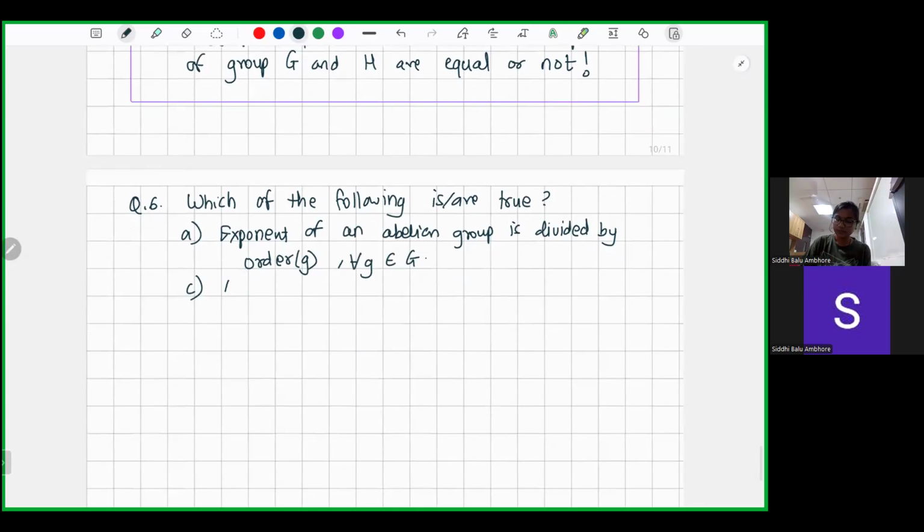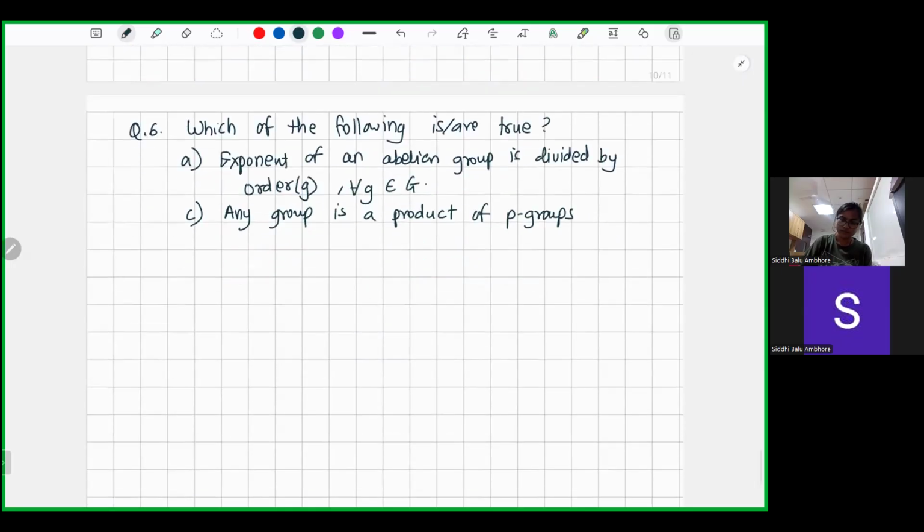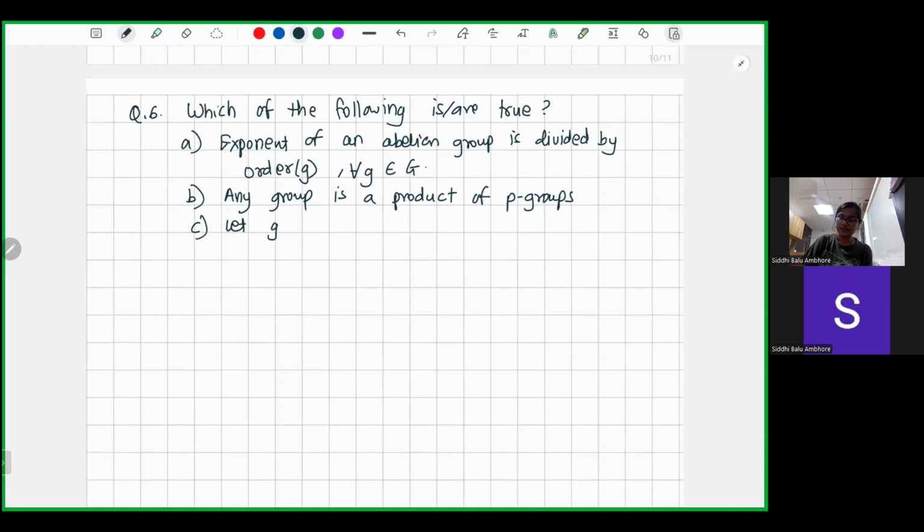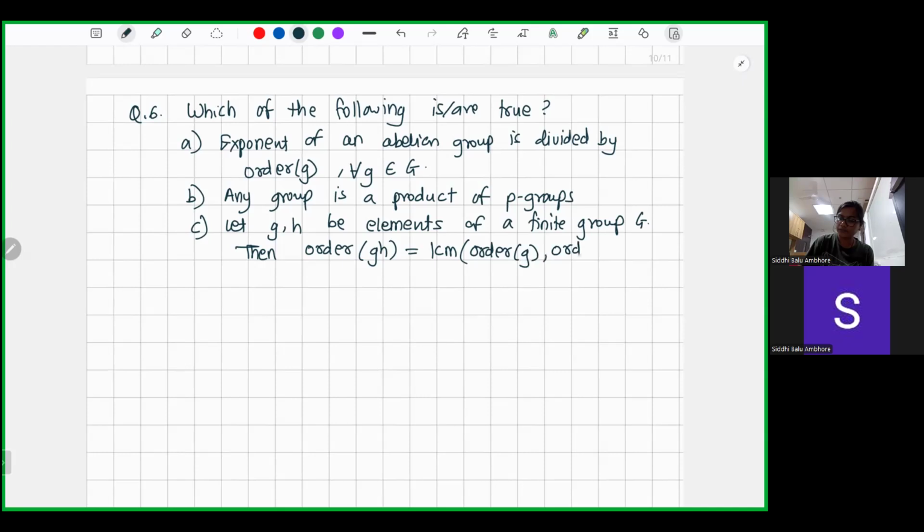Sorry. B, any group is a product of p-groups. C, let g and h be elements of a finite group G. Then the order of gh is the LCM of the order of g and the order of h, right? And the fourth option is none of the above.